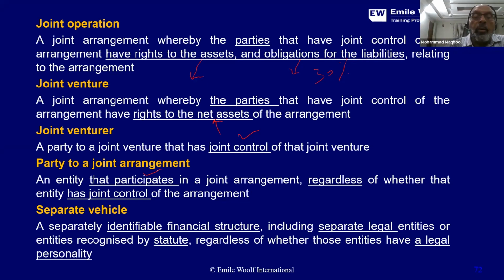A separate vehicle is one that has an identifiable financial structure, a legal entity separate from the investor under the law, with legal personality, regardless of whether the entity is a legal entity. A company is a legal entity, but a partnership isn't a legal entity, yet that is a separate entity too. A general partnership is a separate entity, but not a separate legal entity. But a company or corporation is a separate legal entity. We are going to talk about all that.